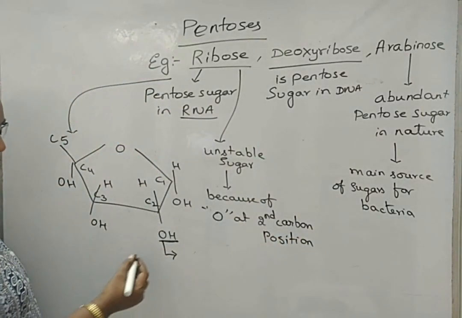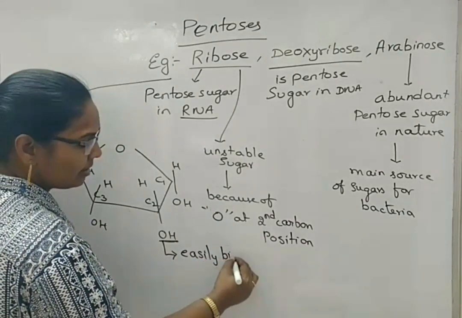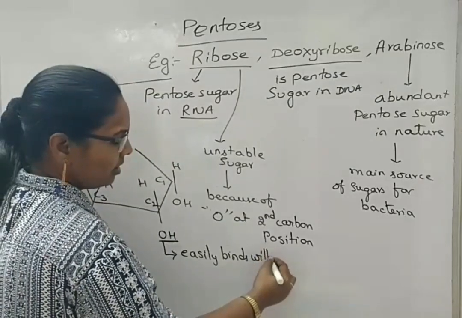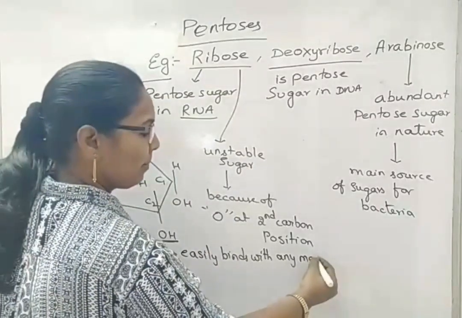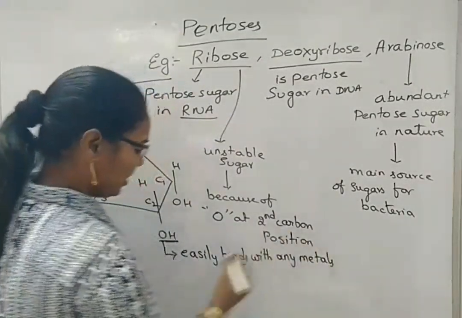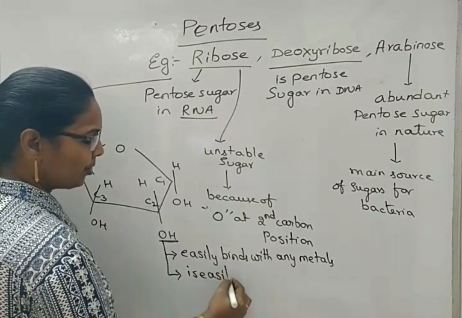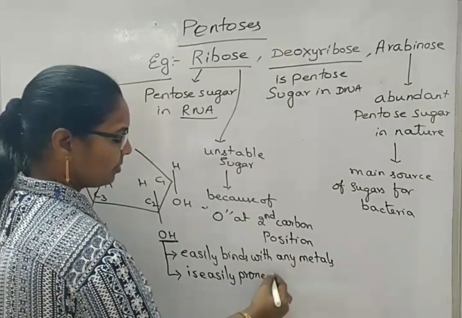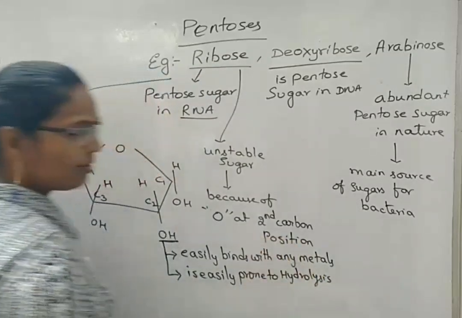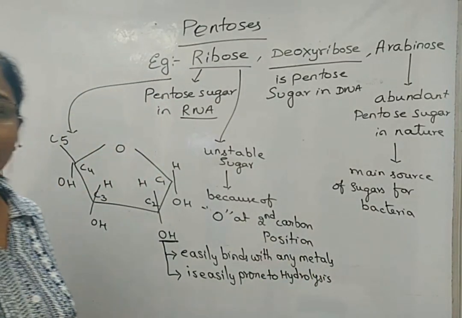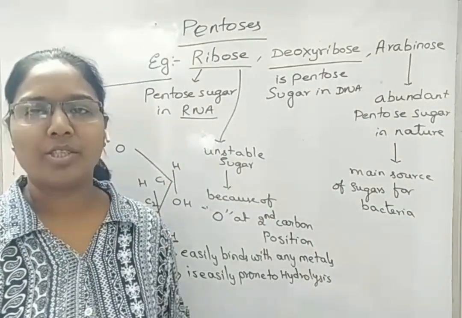Now, this oxygen easily binds with any type of metals and undergoes oxidation. Next, this oxygen is easily prone to hydrolysis. So it gives a nature to the total RNA molecule to be unstable.